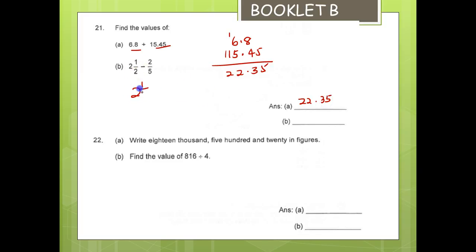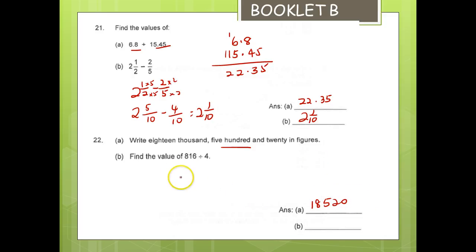Subtract 2 and 1/2 minus 2/5. So 2 and 1/2 would be 2. My denominator must be 10, right? So 5/10 minus 4/10, 2 and 1/10. Write 18,520 in figures, so in numbers. Find the value of 816 divided by 4. So 800 divided by 4 is 200, so 2 times 4 is 8.